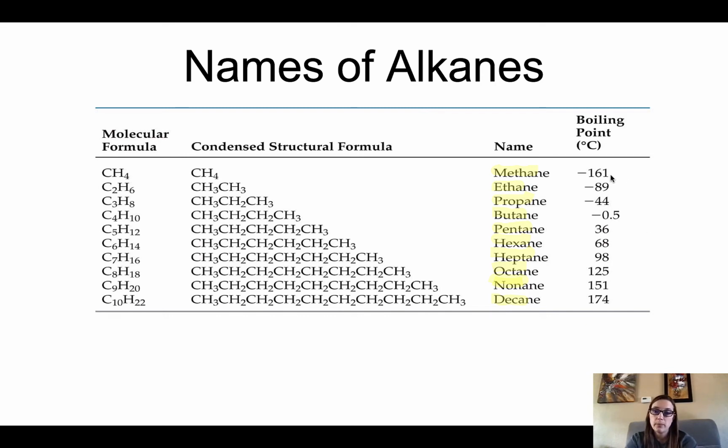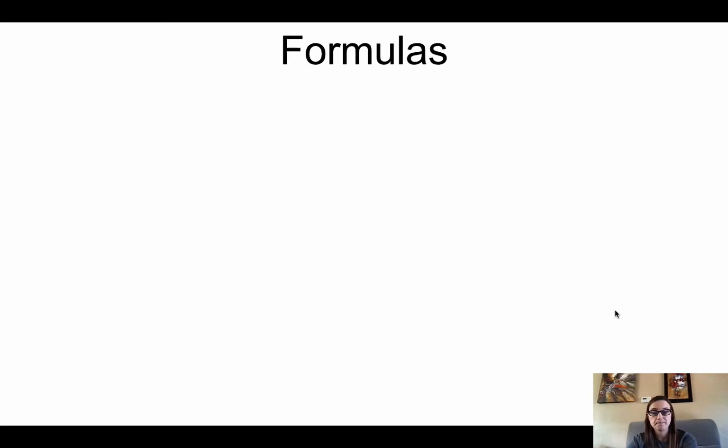You'll see boiling point here. Boiling point increases as we add more carbons because remember, hydrocarbons are nonpolar, and so the strongest intermolecular force that each of these exhibits is dispersion. As the molecule gets larger, it has more electrons, making it more polarizable, and so the stronger dispersion forces result in a higher boiling point.